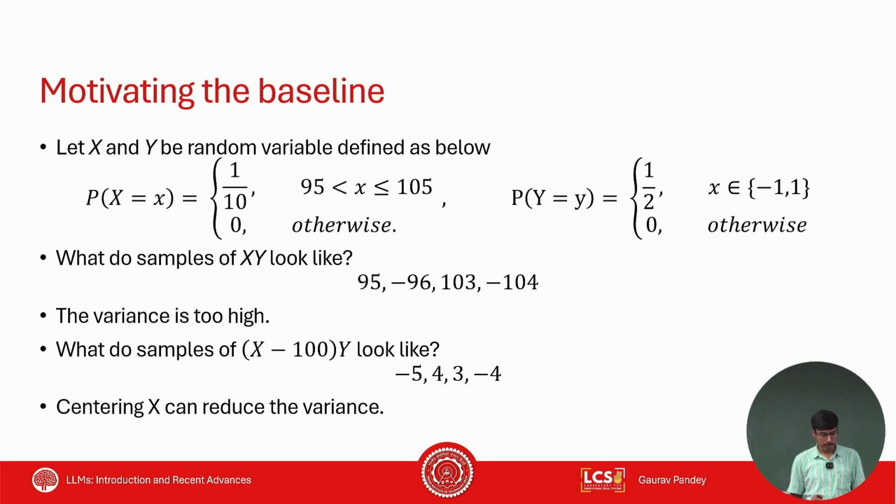The first step is to do a baseline subtraction. So what is baseline? Let's say you have two random variables, one that can take values between 95 and 105, and can take integer values only. I should have mentioned it's only integer. So it's a discrete random variable. And the other random variable can take only two values, +1 and -1.